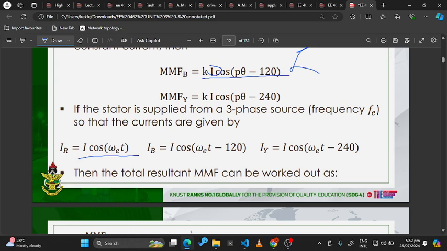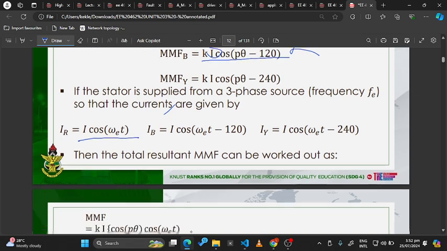Is that okay? So if I substitute this into this, you are going to have two functions multiplying each other, and there is a trig identity that you use to solve it. That one is not part of drives.